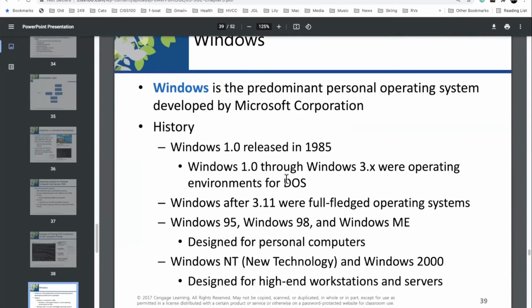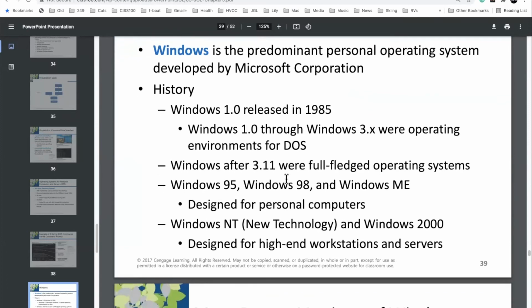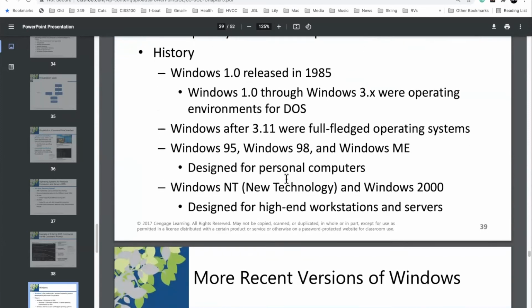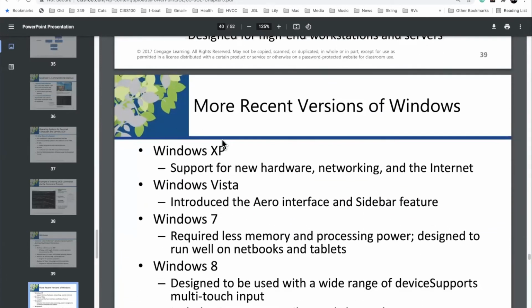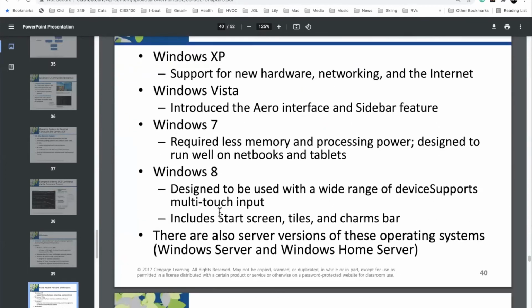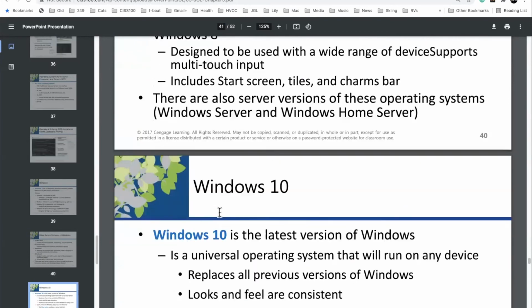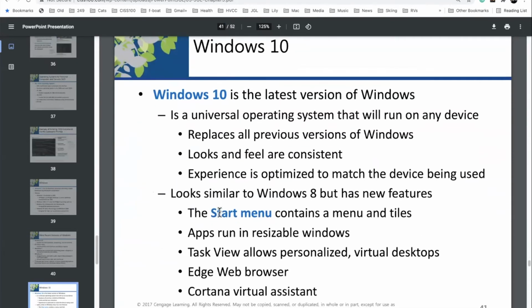So I'm not going to say much about Windows. Read through it. It's important to know the history. Some of the really stable ones, Windows NT was actually very stable. Windows 2000 wasn't bad. Windows XP was good. Windows 7, I actually still prefer Windows 7 over Windows 10. And I'll take a look at some of the functionality of this too. Windows 10, of course, is the latest. Goes for that consistent look and feel.